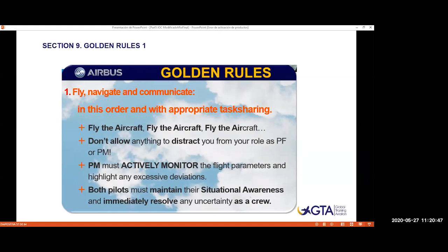The third thing on the first golden rule: communicate. But communicate is not only to communicate with ATC. It's not only this one. You have to communicate with the pilot monitoring. You have to communicate with the cabin crew. So the first golden rule is, in this order: fly, navigate, and communicate.